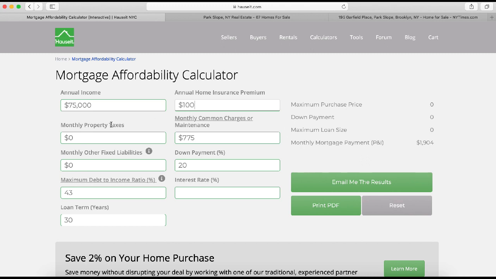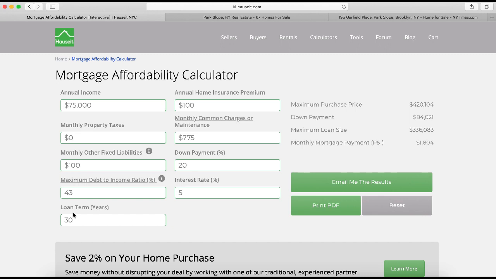And then the other thing to consider is your monthly other fixed liabilities. So if you have student loans or other debt, the bank will be incorporating those when it comes to the DTI ratio. So, if you have $100 a month in student loans, you really should put that there. The other thing to consider is the interest rate. We want to put in the interest rate there because that will now start giving us a little more detail. So it'll give us now maximum purchase price, down payment, loan size, so on and so forth. And you can keep the term usually for 30 years because that is the most common term of a loan.